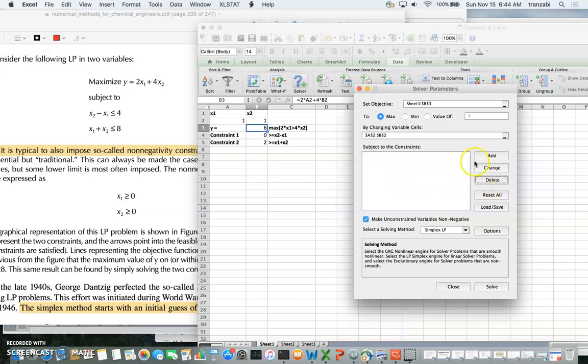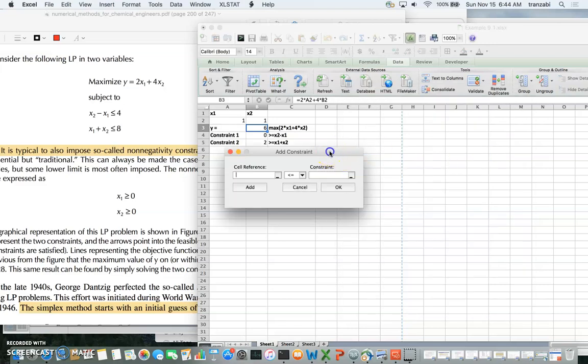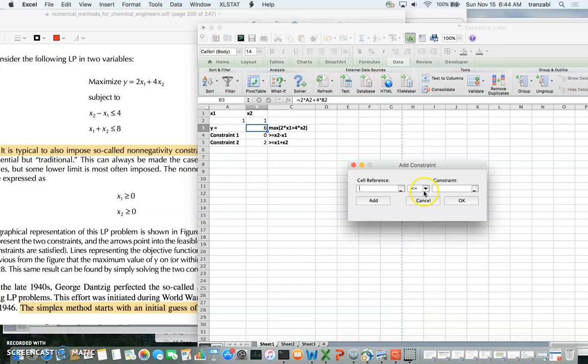So I'm going to add a constraint. There's nothing in there yet. So I'm going to click on Add. Then it asks which cell needs to be less than or equal to the constraint. So I'm going to say this cell, which I calculated already, that's 2A2, sorry. So first I'm going to click on the cell reference, then I'm going to click on constraint 1. So this has the constraint that I have here already. This should be less than or equal to 4. So I'm going to type 4 here.